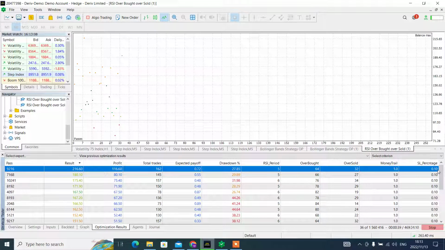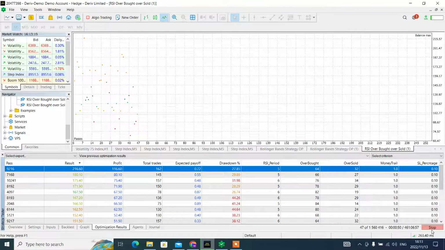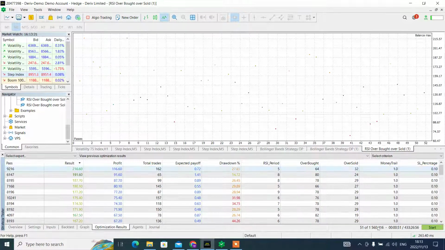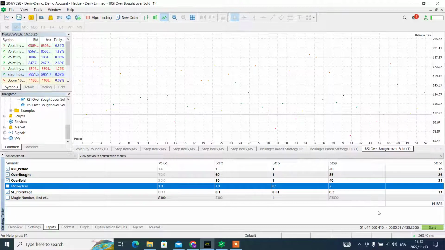So guys, this is going to take hours. I noticed that the money trail is staying the same, so we can pause this for now and remove it from our optimization so that we also save time. Then when we remove the money trail, we're left with that.